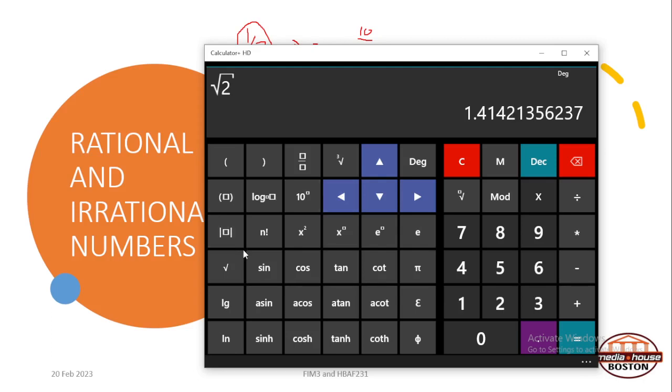But if we say the square root of 4, it's just going to give us 2. If I say the square root of 5 and press equals, you will see that the numbers are not recurring. So therefore we call this an irrational number.